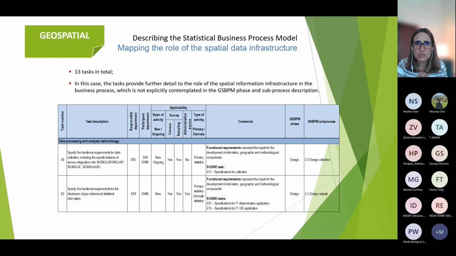This is an example that I would just like to show you before I end, because one of the things that we have introduced is the geospatial approach in the mapping of the business process model, and in fact they are included with a total of 13 tasks. And it was also important to take into account, in a clearer way, this dimension of statistical production in the different areas of the different phases of the structure of the model.